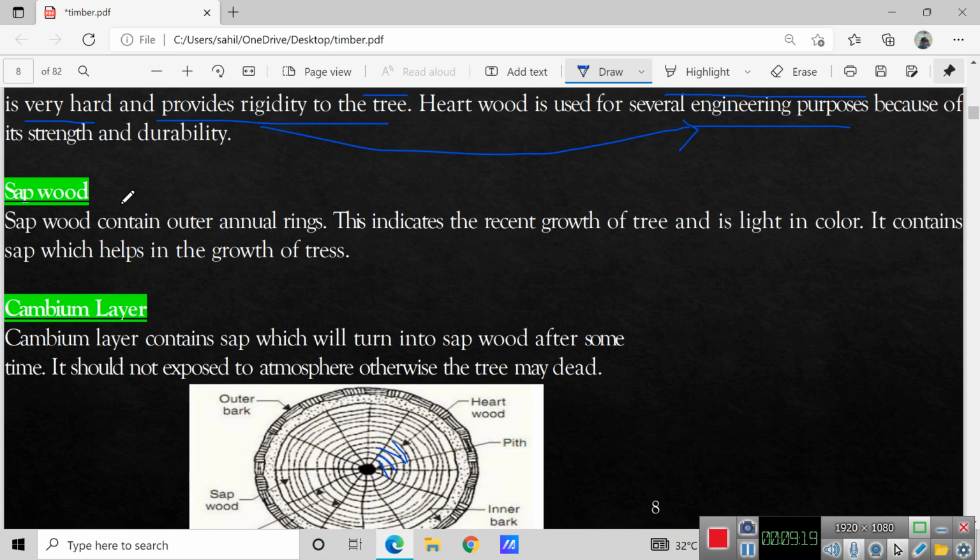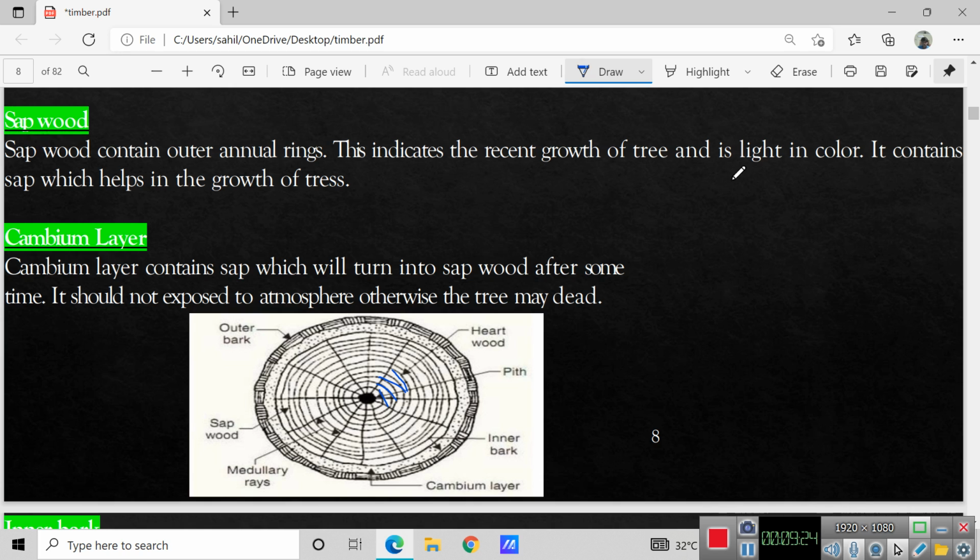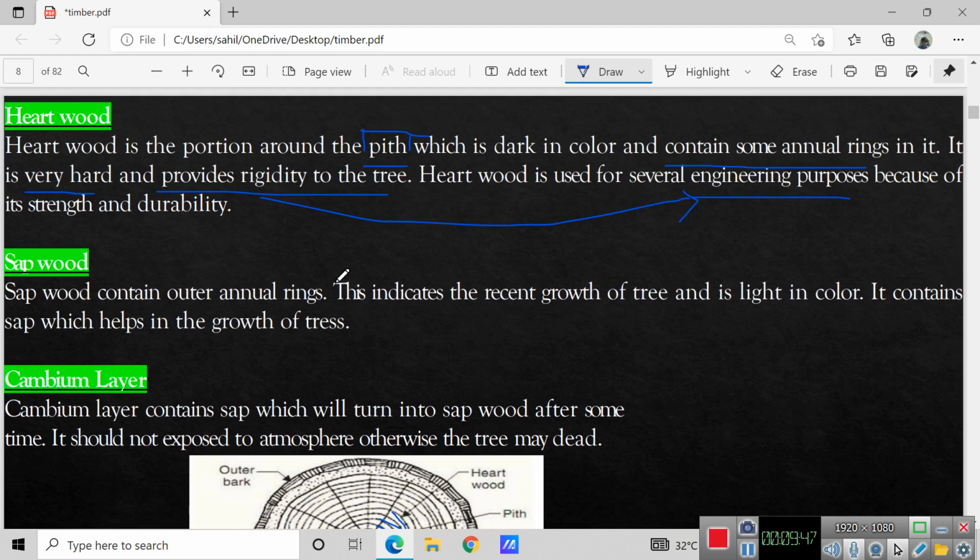Now next, that is sapwood. Sapwood contains outer annual rings. This indicates the recent growth of trees and is light in color. It contains sap which helps in the growth of trees. Therefore, in sapwood, the annual rings are very young, and there is also a special fluid present in here for better growth of trees, and it is also light in color as compared to heartwood, because the annual rings over here are young and not so mature as compared to heartwood.